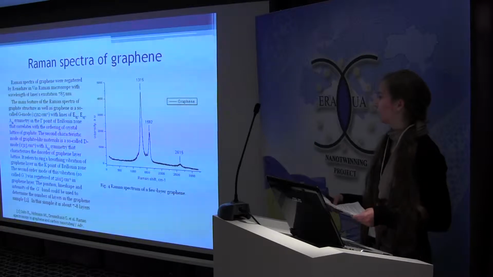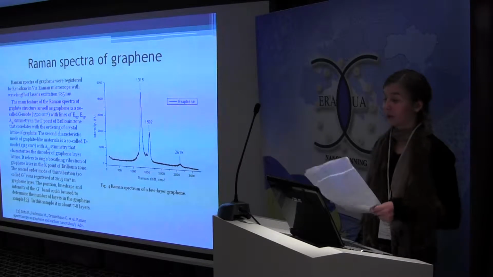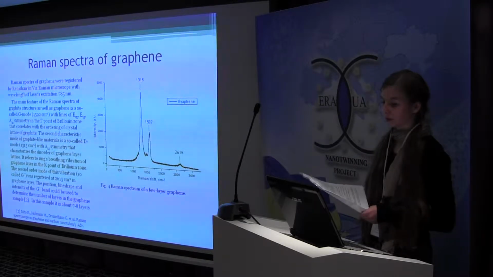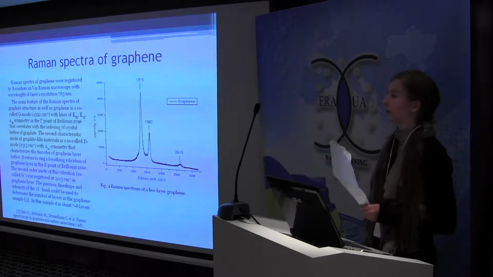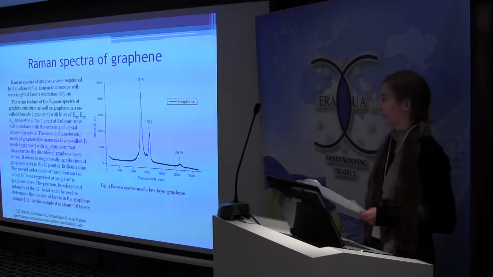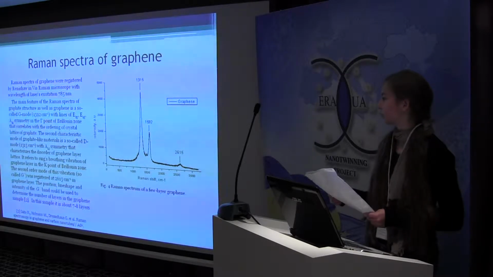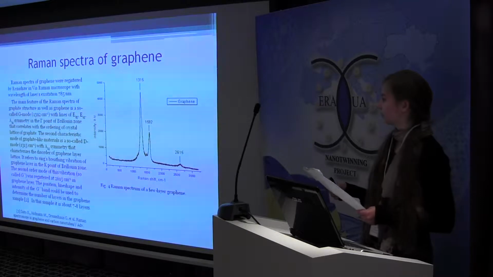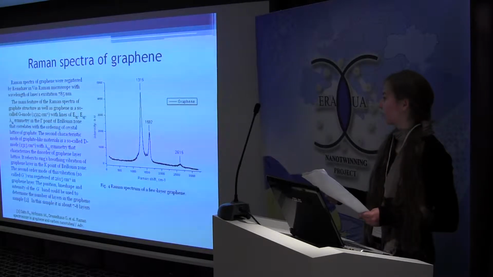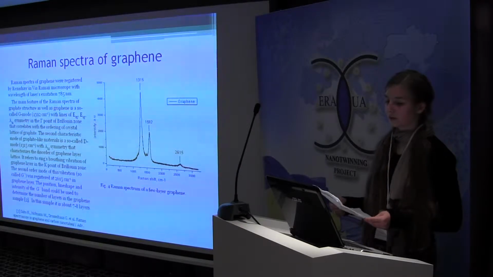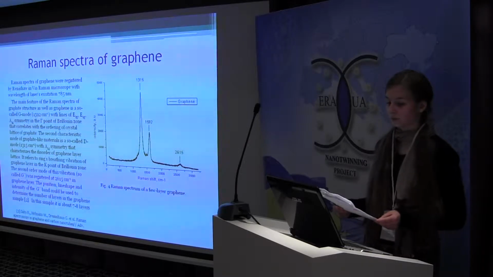This mode, with lines of E2g, E1g, A1g symmetry at the gamma point of the Brillouin zone, correlates with the ordering of the crystal lattice of graphite. The second characteristic mode of graphite-like materials is the so-called D mode, with A1 symmetry, which characterizes the disorder of the graphene layer lattice. It refers to the ring breathing vibration of the graphene layer at the K point of the Brillouin zone.